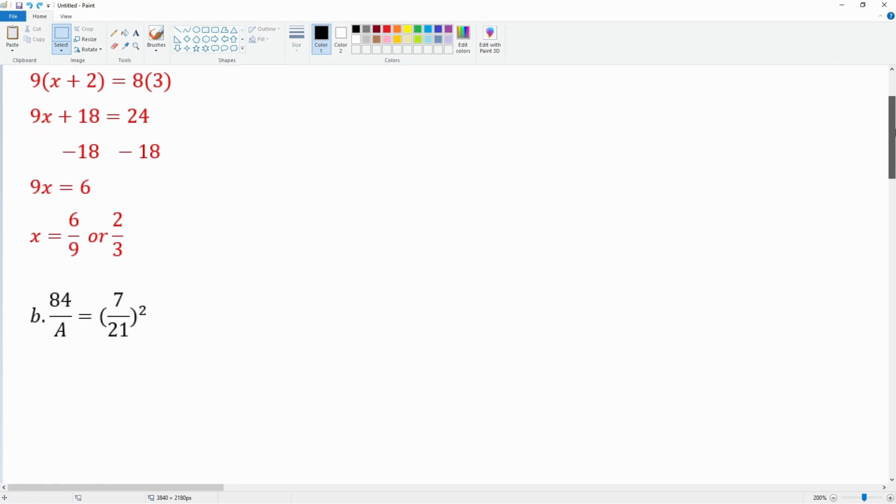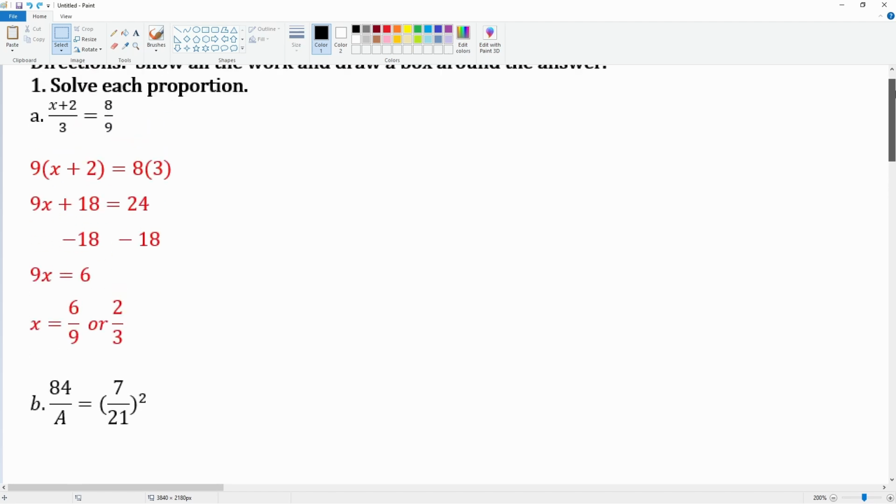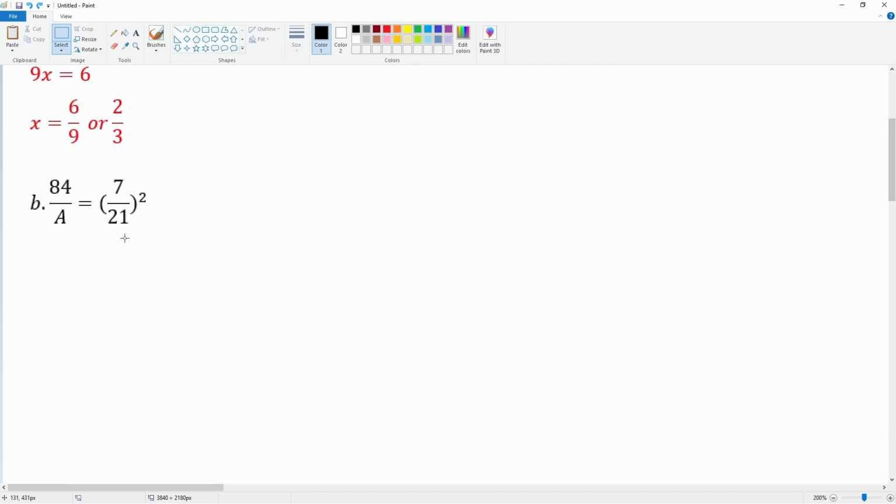And next, this is a traditional problem that you have to understand when we work with area. 84 over A, think about A as area, is equal to (7/21) squared. Okay? So even before you can cross multiply, like what we did on A, you have to deal with that square. So distribute that square to both the top term of 7 and the bottom term of 21. Okay? 7 squared is 49, 21 squared is 441.